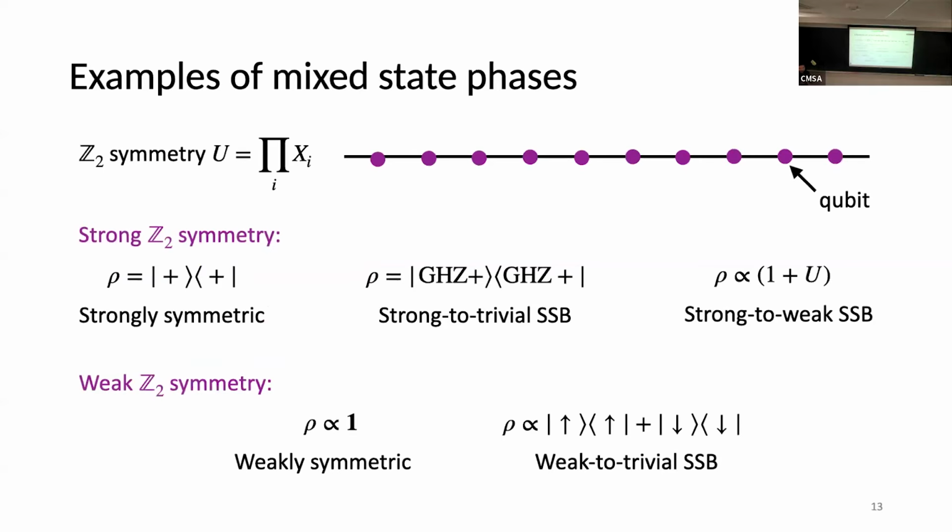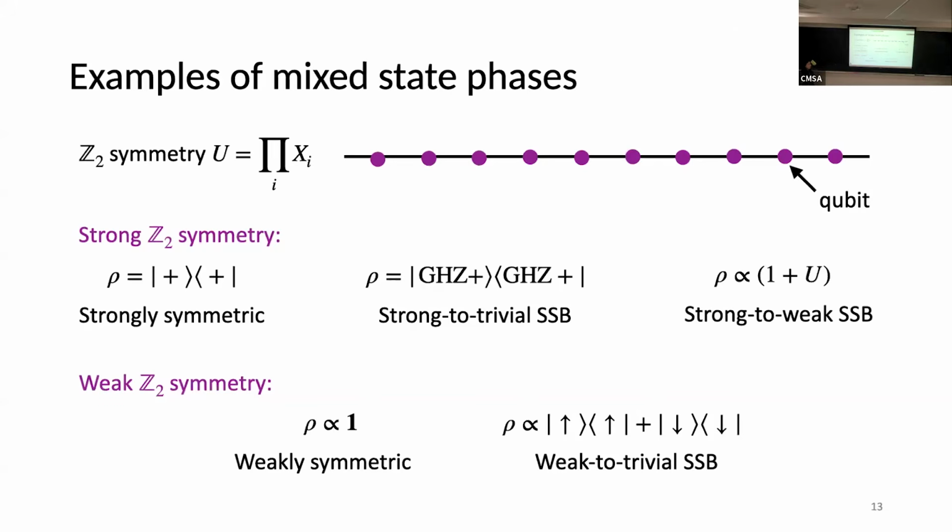Now let's run through some very simple lattice model examples. The simplest kind of setting we can have is a 1D spin chain where you have a qubit living on every site. And now you can consider a Z2 symmetry, which is just a spin flip on all the qubits, the product of these Pauli X operators. And now you can consider density matrices that have different symmetry breaking patterns. So for example, if we consider density matrices with strong Z2 symmetry, we can have this strongly symmetric phase. This is just the +1 eigenstate of sigma x on every site.